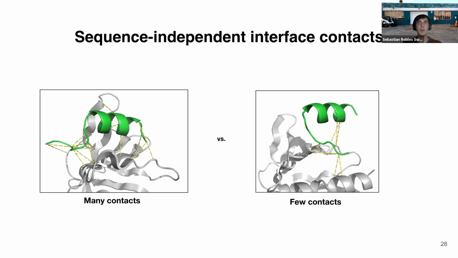Based on this, I was able to look at how many contacts each peptide would make with the protein and weed out the ones that made very few contacts. There were some that were oddly distant from the protein.